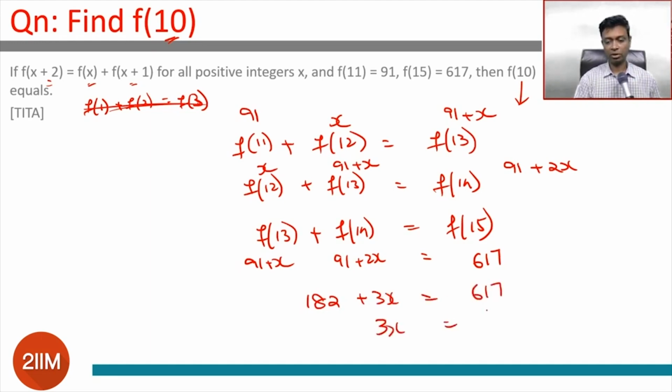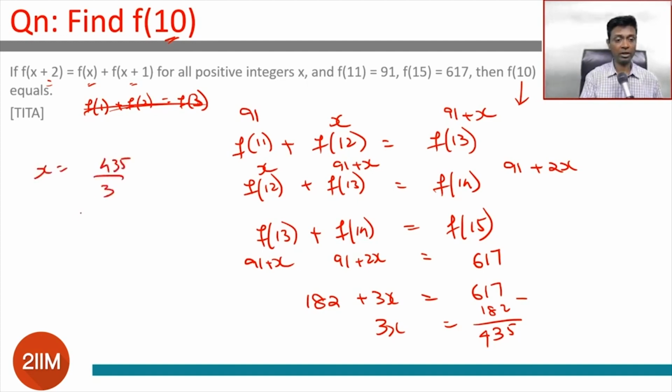3x equals 617 minus 182, which is 435. 3x is 435. x is 435 by 3, which is 145. So x is 145.